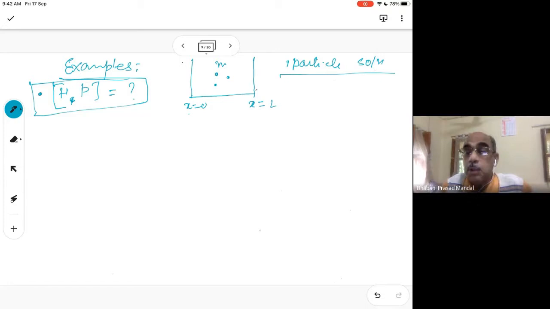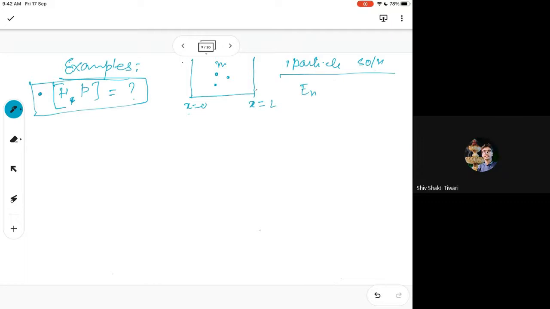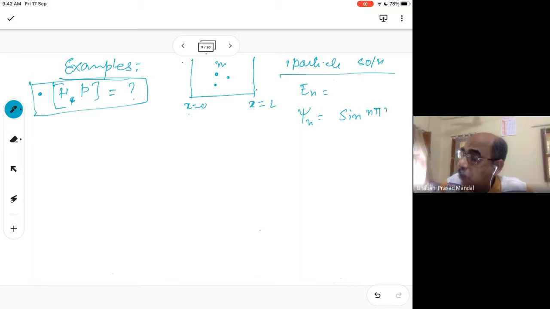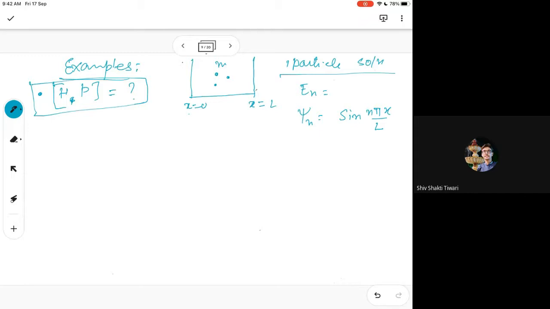So let me ask some question. Shiv Shakti Tiwari, can you tell me what is the solution of a particle in a box? What is the energy eigenvalues and wave function? Sir, wave function will be under root 2 by L sine n pi x upon L. Okay. Yes, sir. And when normalized, it will be under root 2 by L. So we are not bothering about normalization. You are right, root 2 by L. And energy eigenvalues? n square pi square h cut square upon 2 m L square. Good, very good. So this is the one particle solution.